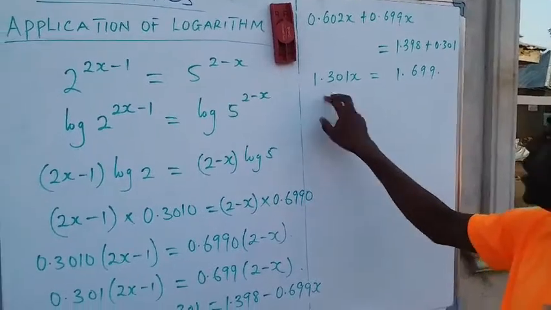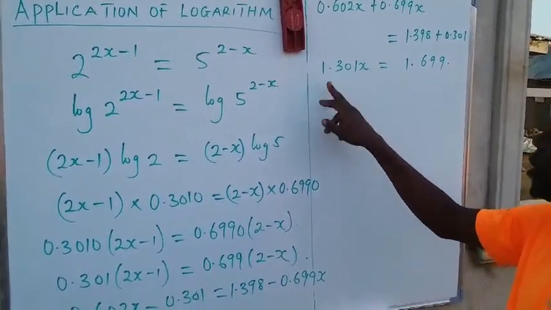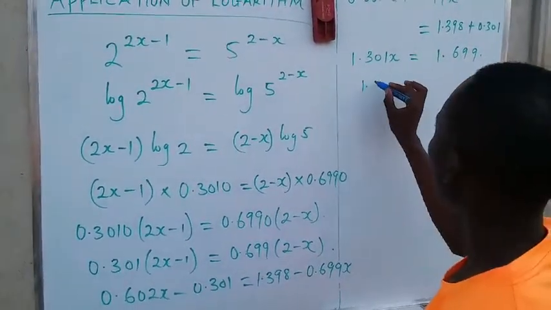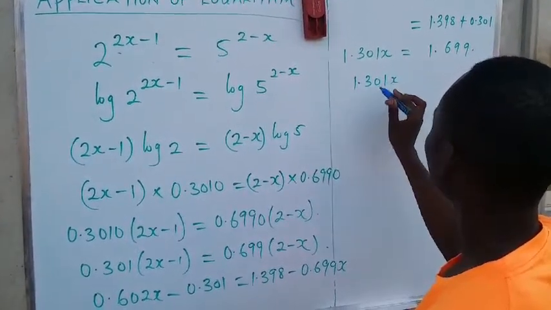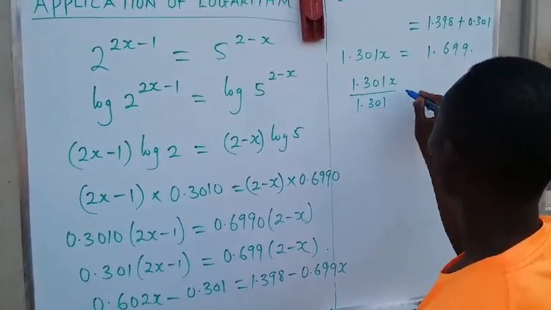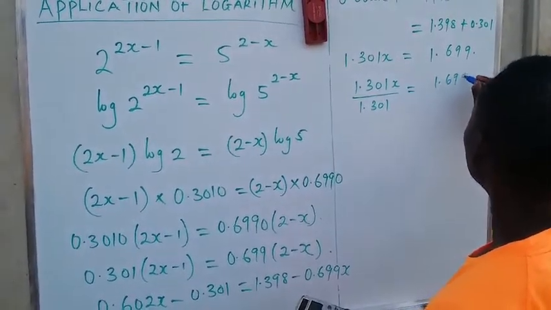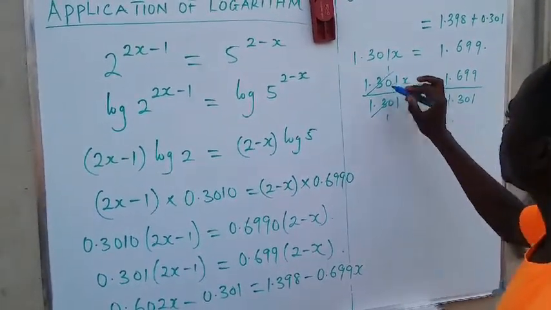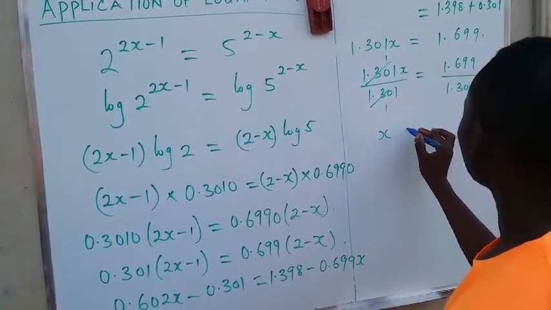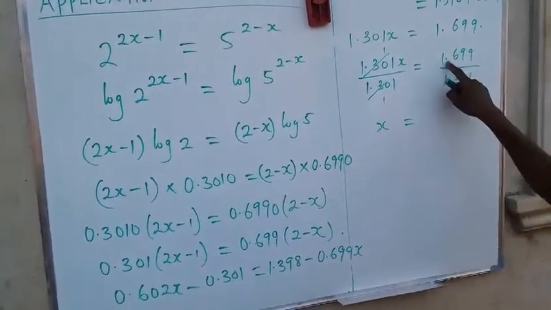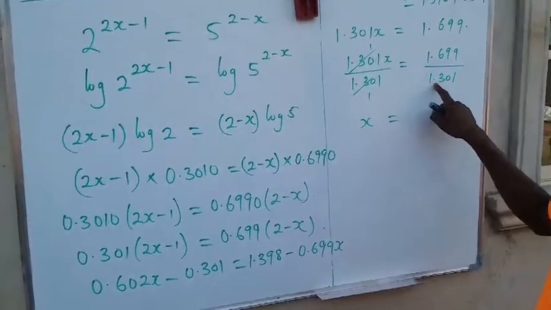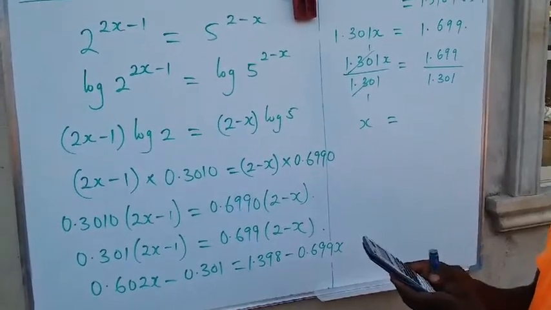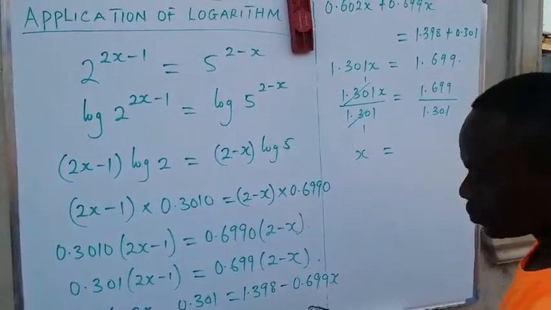So we divide both sides by the coefficient of x here so as to get the value of x. That is, the coefficient of x in this case is 1.301. So I'm going to divide both sides by that coefficient. So we have 1.301 divided by 1.301, which is equal to 1.699 divided by 1.301. So 1.301 divides out itself once. So we are left with x on the left hand side, which is equal to 1.699 divided by 1.301.